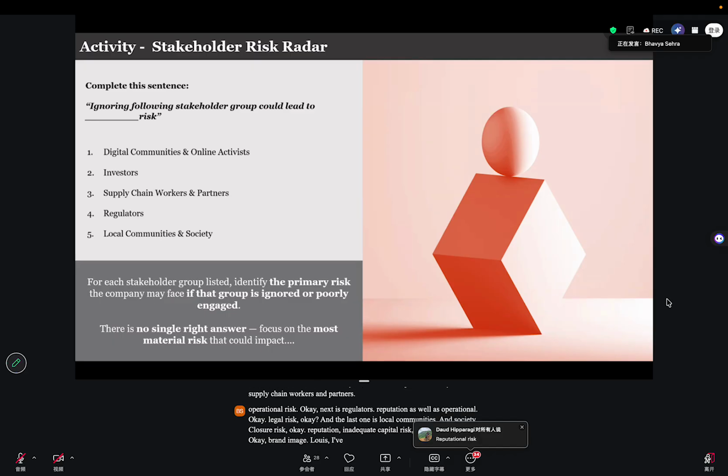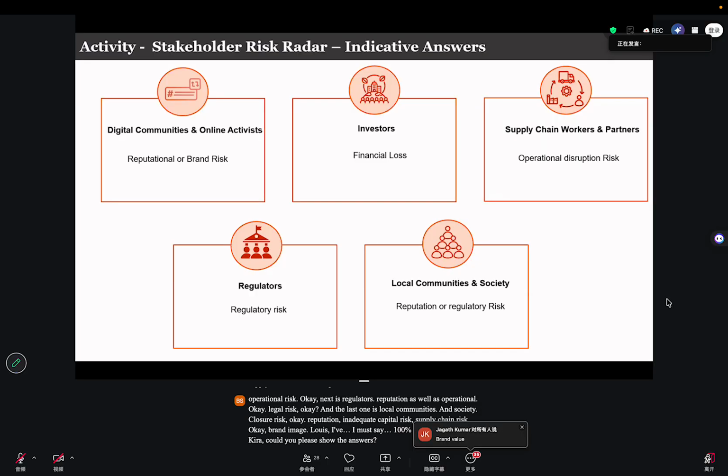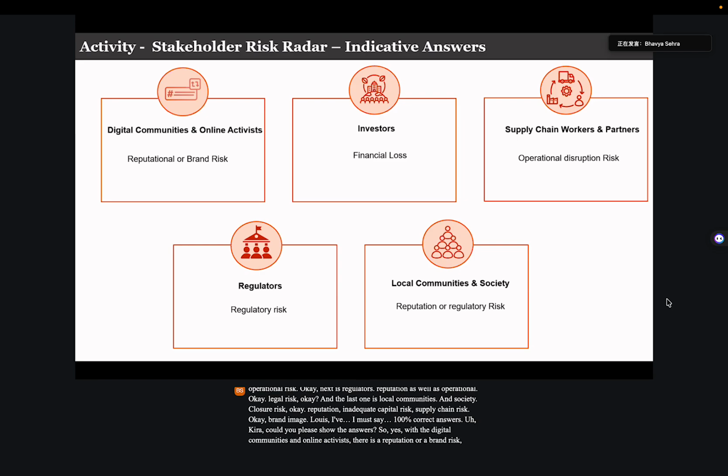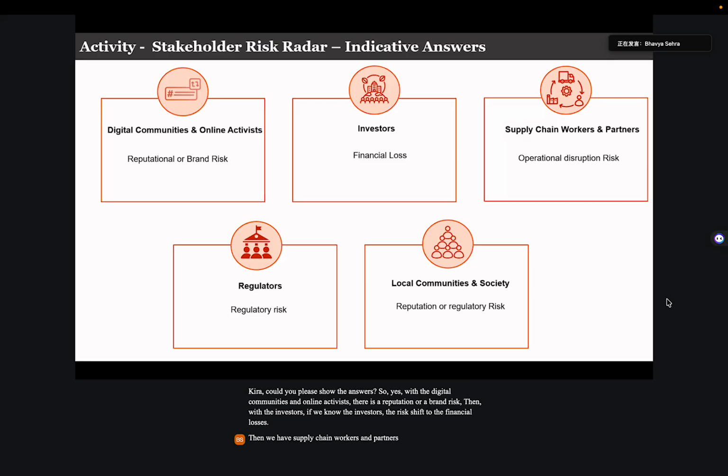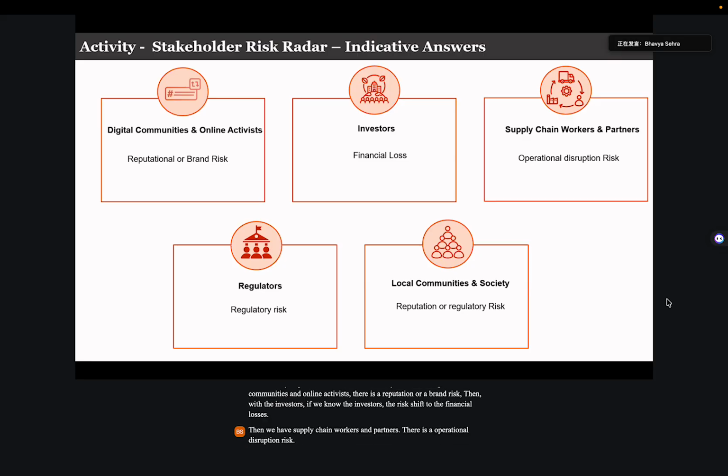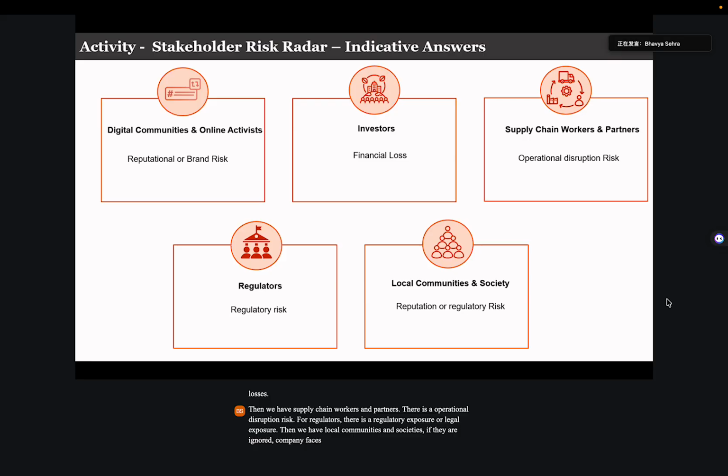Learners, I must say 100% correct answers. Kirat, could you please show the answers? So yes, with the digital communities and online activists, there is a reputation or brand risk. Then with the investors, if we ignore the investors, the risk shifts to financial losses. Then we have supply chain workers and partners. There is an operational disruption risk. For regulators, there is a regulatory or legal exposure. Then we have local communities and societies. If they are ignored, the company faces reputation or regulatory risk.